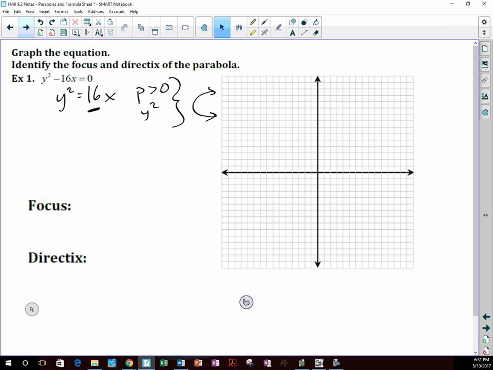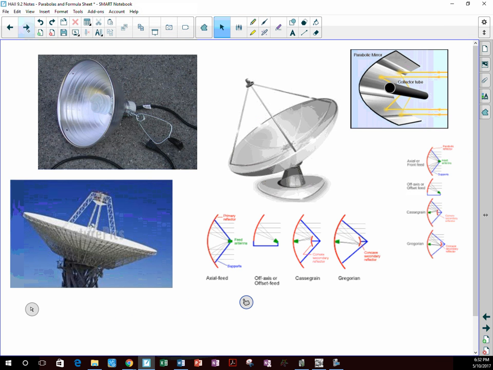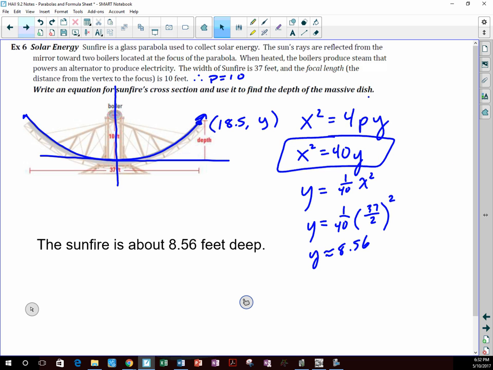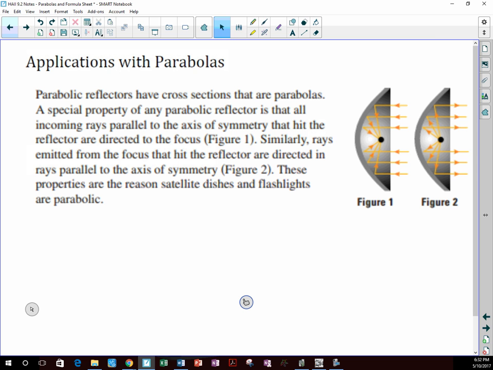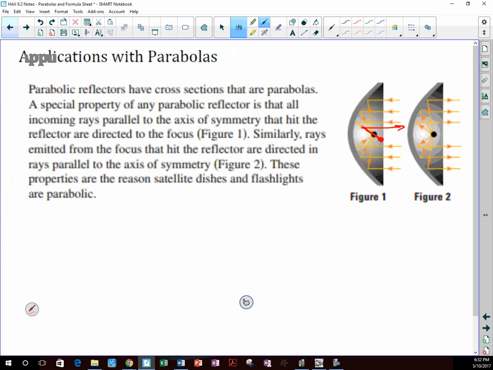Now let's take a look at that last example. We talked in class today about the relationship between the focus and any sort of rays, whether they be light rays or sound rays, coming out of that parabola. Anything coming off the focus is going to come off the parabola on a line that is parallel to the axis of symmetry, or perpendicular to the directrix.